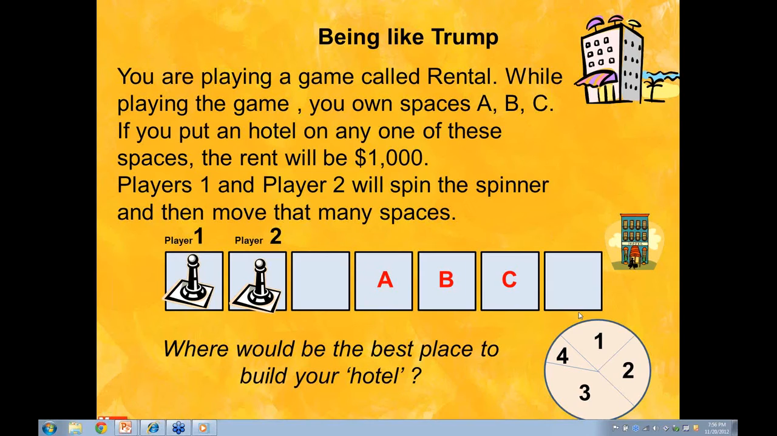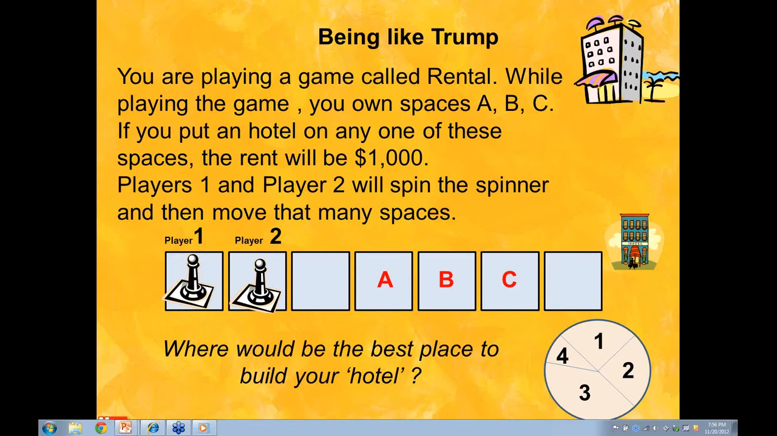Player 2 on its own has a great chance of throwing a 2 or a 3 also. So A or B would be ideal spaces, but why is one better than the other? I'm going to leave you with that thought as you begin to think about that. Where would I place that, and what would my argument be to justify why I selected that?